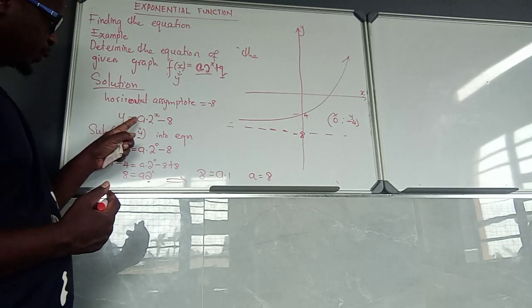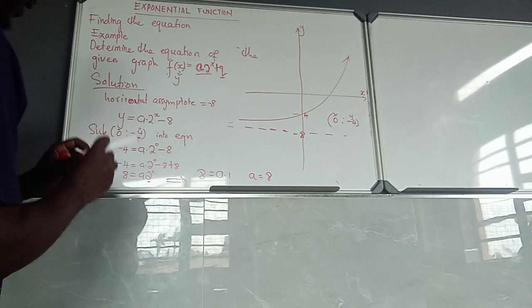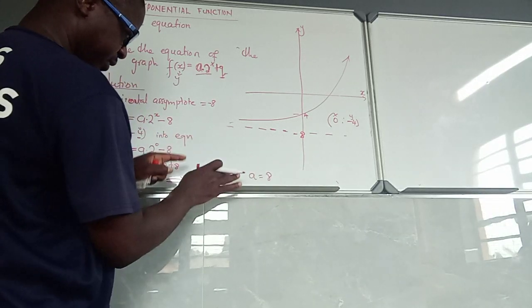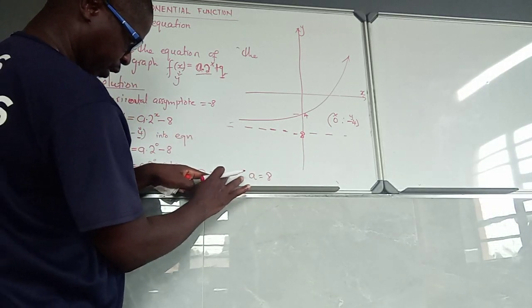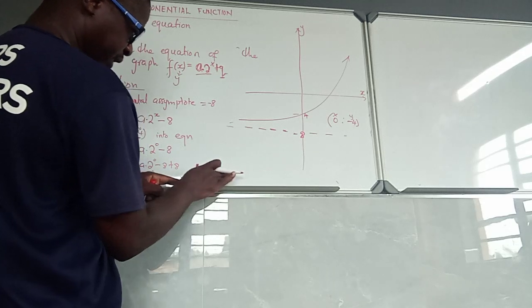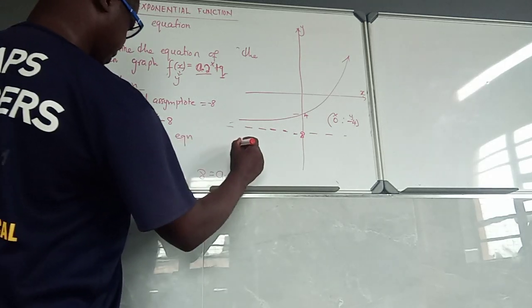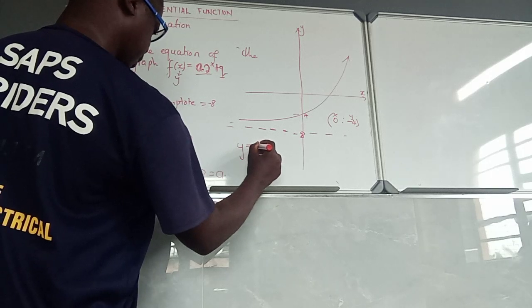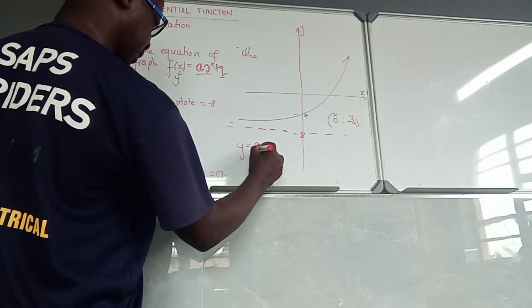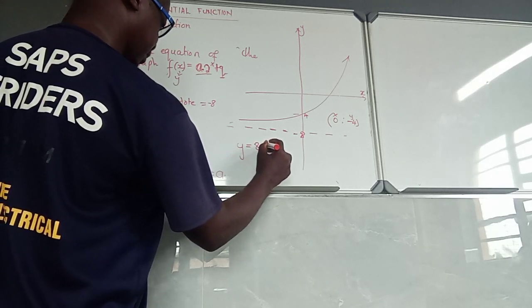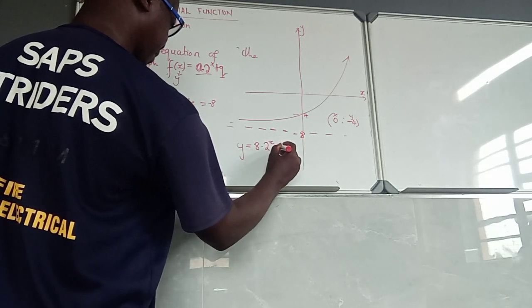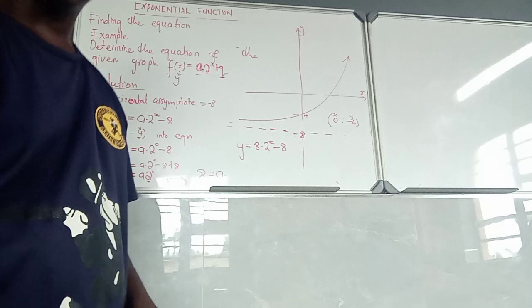I'm going to take my a and substitute it into the equation. Let me just say a is equal to 8 and then remove this part. So my equation now will be y is equal to 8 times 2 to the power of x minus 8.